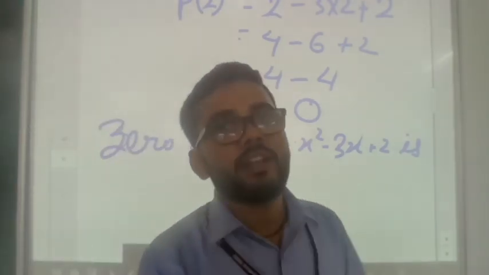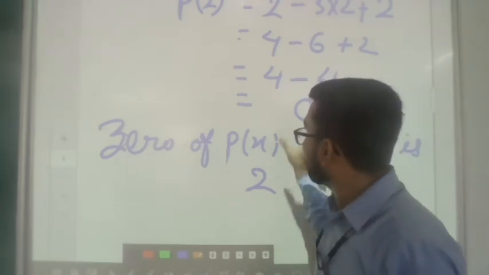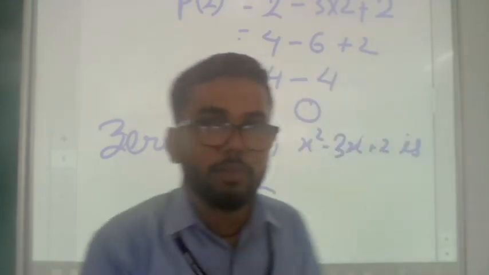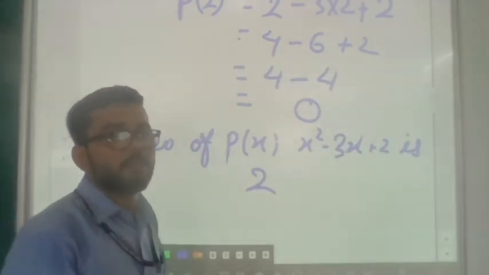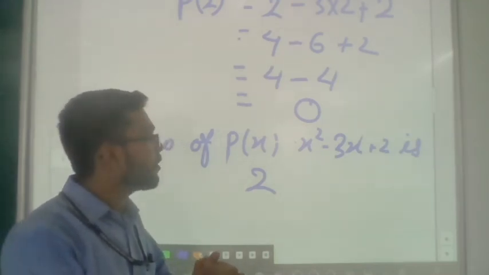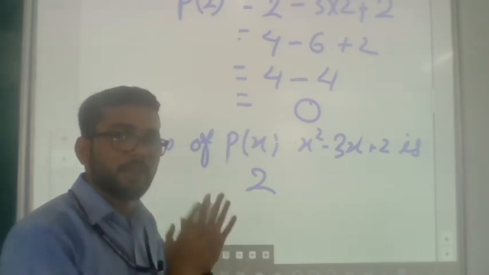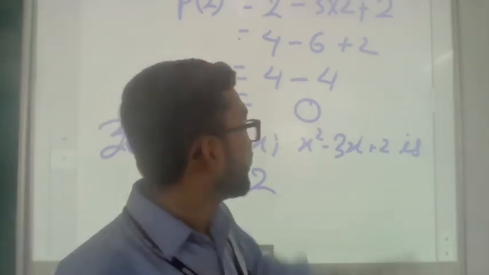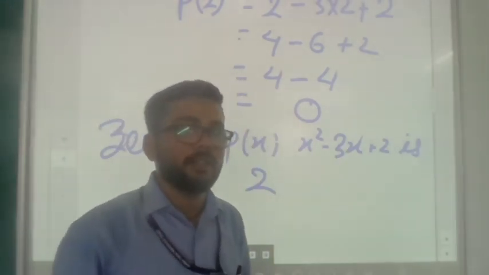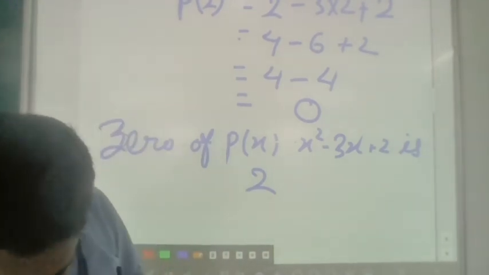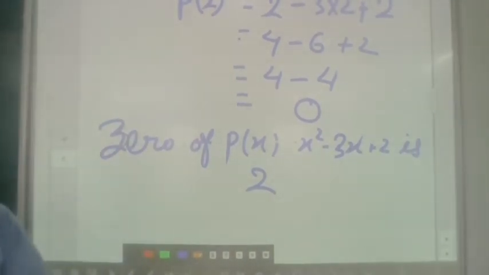Okay. If we obtain a value which is not equal to 0, that is the value of the polynomial. So zeros of the polynomial means if we put any real number in place of the variable and get 0, then that real number will be the zero of the polynomial.